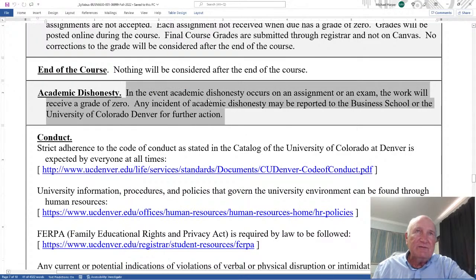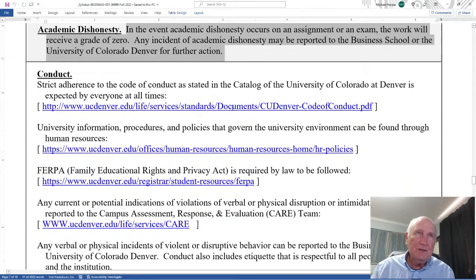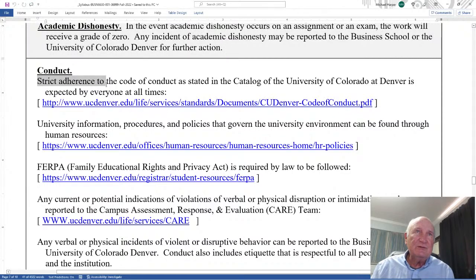Academic dishonesty. In the event academic dishonesty occurs on an assignment or an exam, the work will receive a grade of 0. Any incident of academic dishonesty may be reported to the business school or the University of Colorado Denver for further action. Also, the projects. Okay, the projects, I've also mentioned this. Conduct. Strict adherence to the Code of Conduct.